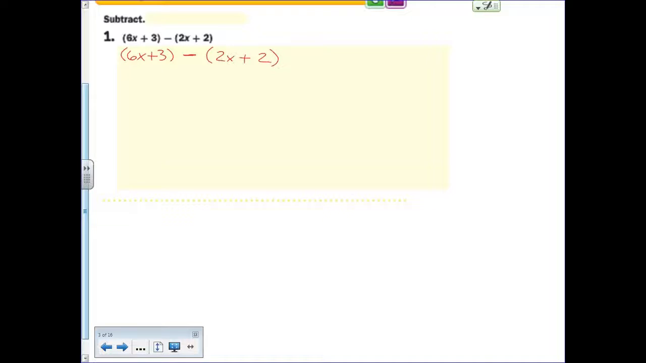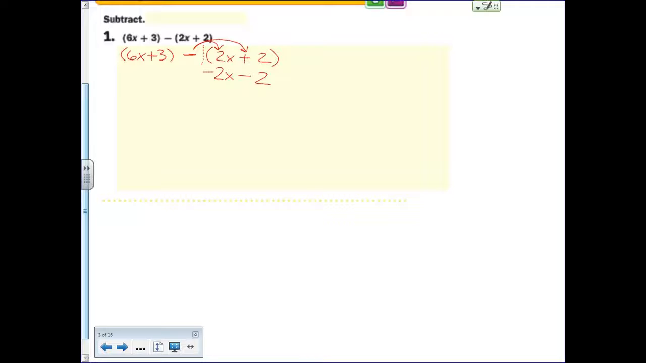Well, that minus sign doesn't just apply to the 2x. It also applies to the positive 2. It is like our distributive property, and you must distribute it to both terms in the parentheses. So it's like there's an understood 1 here, and you would take -1 times positive 2x, which changes 2x to a -2x. And then you would also distribute the -1 to the positive 2, and that would make that a -2. So basically, the signs in the parentheses both changed.